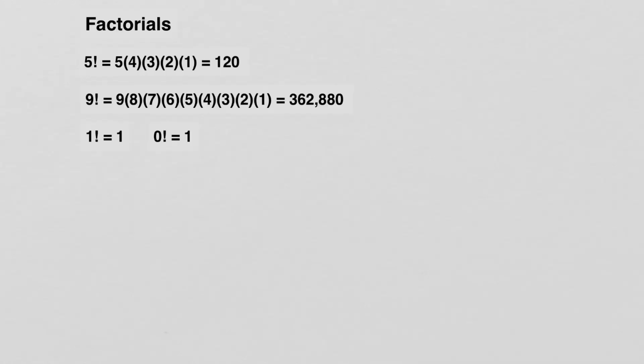So before we give the formal definition of a permutation, we need to talk about a concept called factorials. And in mathematics, factorials are represented by an exclamation point. So if we see something like the number 5 with an exclamation point, the way we read this is 5 factorial.